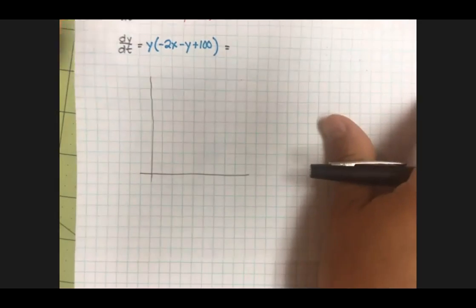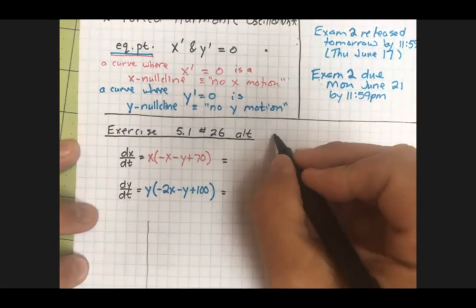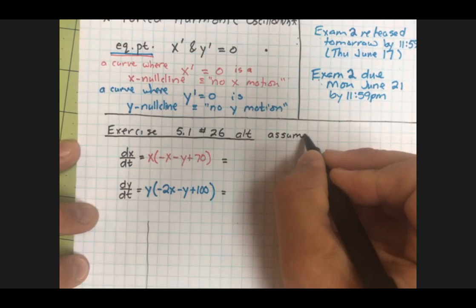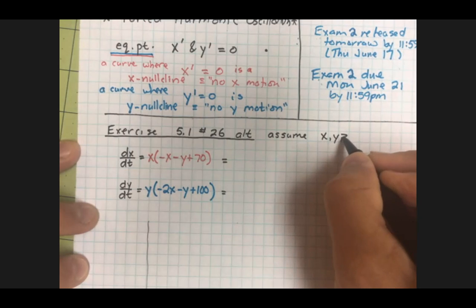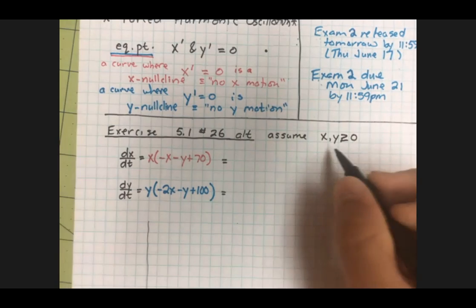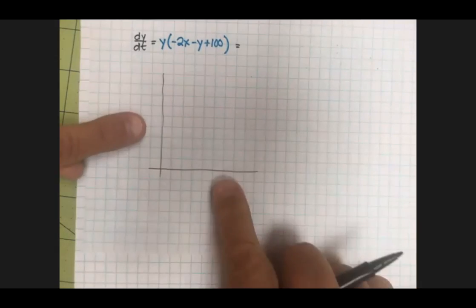I want to make a note, and I didn't say that at the beginning. I should have said that at the beginning. In this problem, we are only going to look at positive x and y values. Well, greater than or equal to 0. We'll allow 0 x and y values. So that's why this drawing is only in the first quadrant.